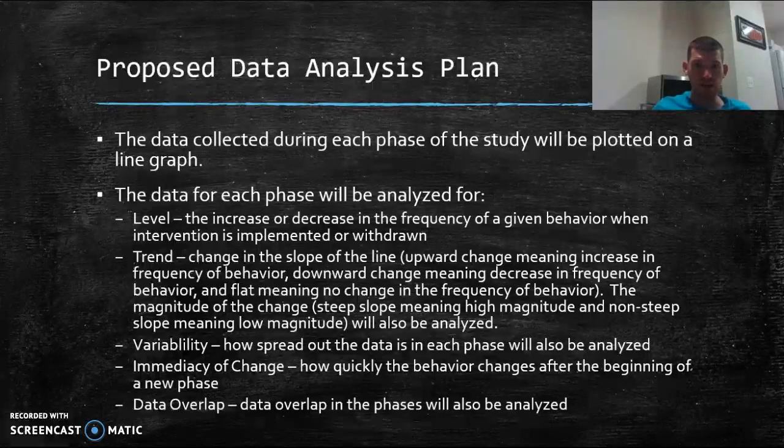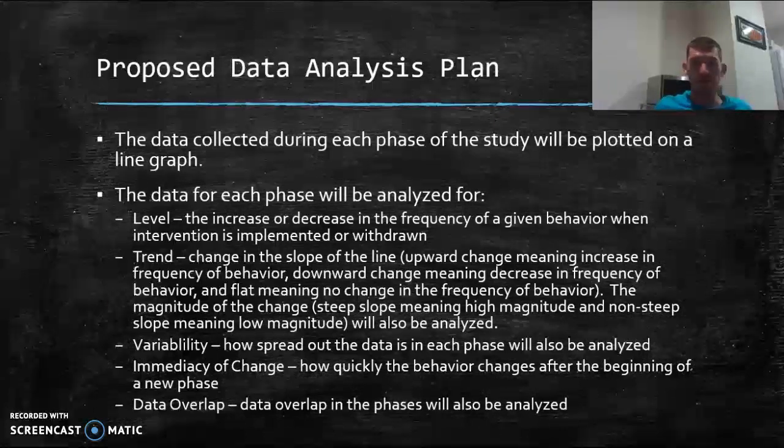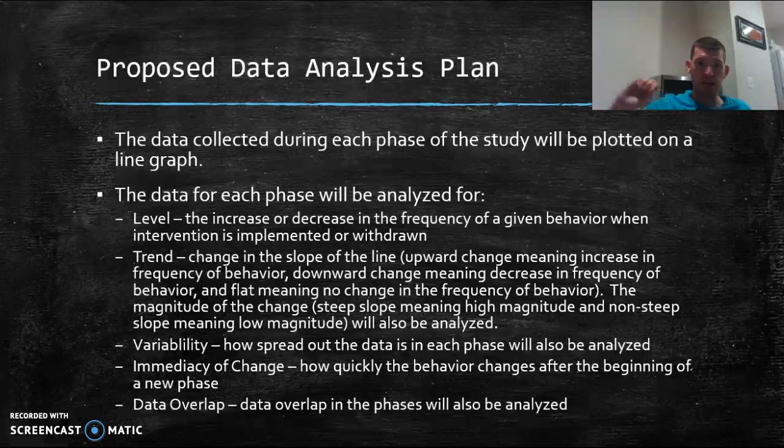And the data for each phase will be analyzed for level, or the increase or decrease in frequency of a given behavior when the intervention is implemented, trend, or change in the slope of the line. If the slope of the line is going upwards, then that means that there's an increase in the frequency of the behavior. If the slope is going downwards, then that means that there's a decrease in the frequency of behavior, and if it's flat, that means that there's no change in the frequency of the behavior. And we're also going to analyze trends for the magnitude of the change.